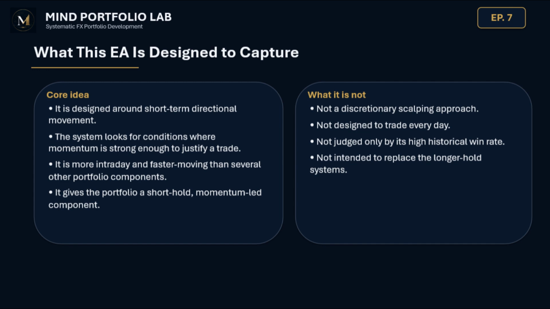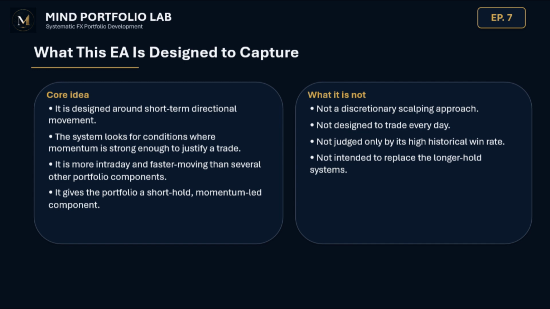That makes it different from several of the systems I have covered already. The previous day level EA was based around daily reference levels. The structure-based EA had a broader market structure role. The session-based EA was tied to behavior around a defined market window. The confirmation-based EA was more selective and waited for multiple conditions to align. This EA adds something different again: shorter-term momentum behavior.